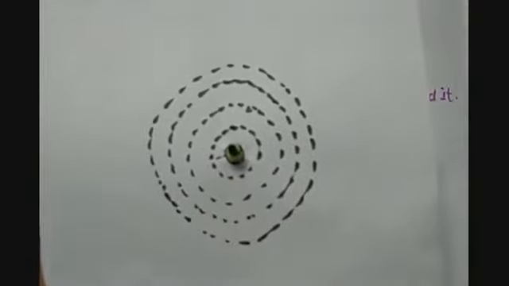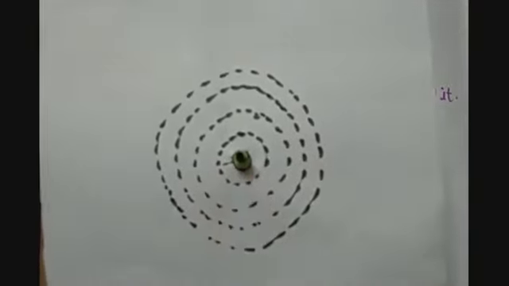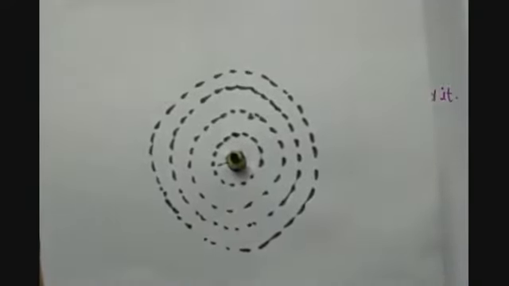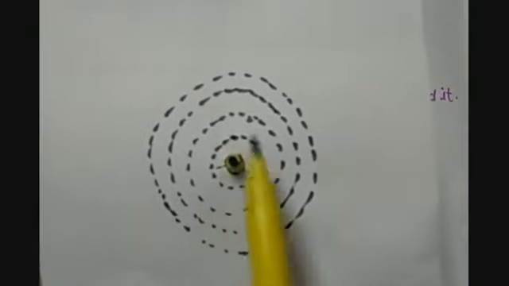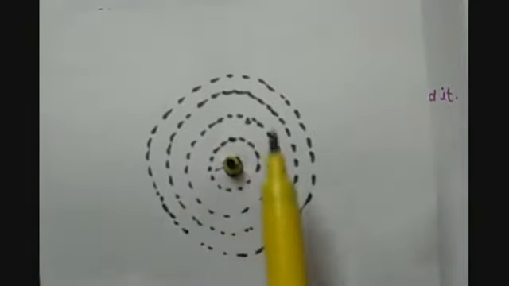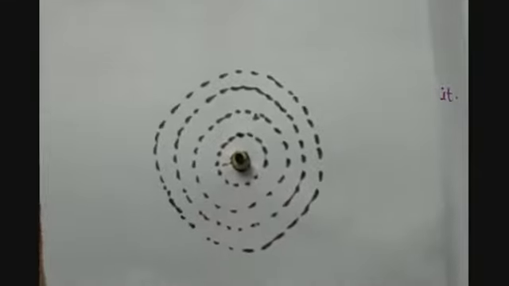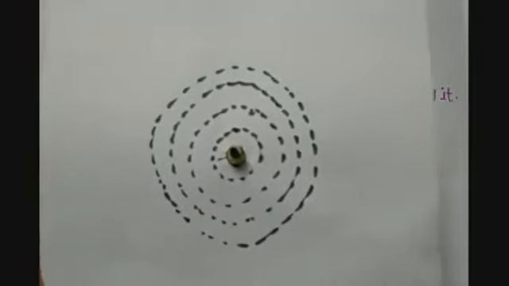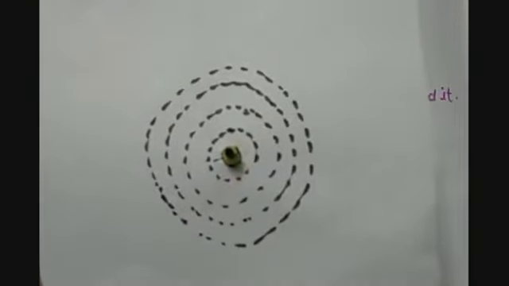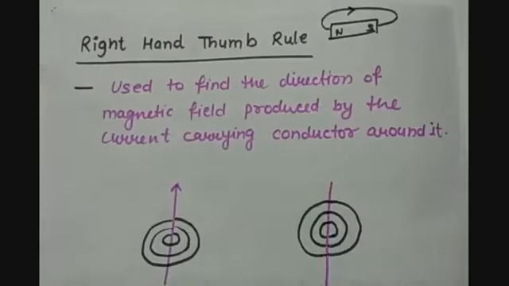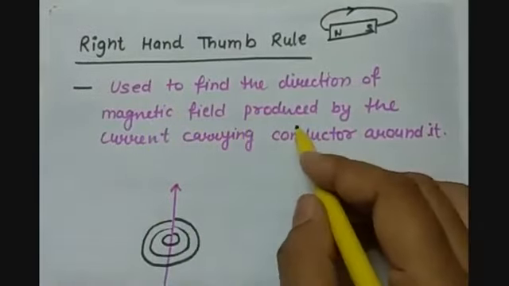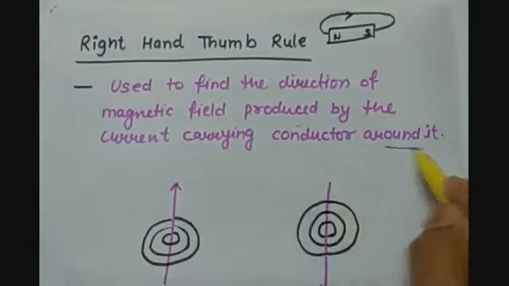As it is the current which causes the magnetic field to get produced around the conductor, when we increase the amount of current flowing in the circuit, then a larger magnetic field will be there and more concentric circles will be formed. So it depends on the value of current what the strength of the magnetic field around a conductor will be. The right hand thumb rule is used to find the direction of the magnetic field produced by the current carrying conductor around it.